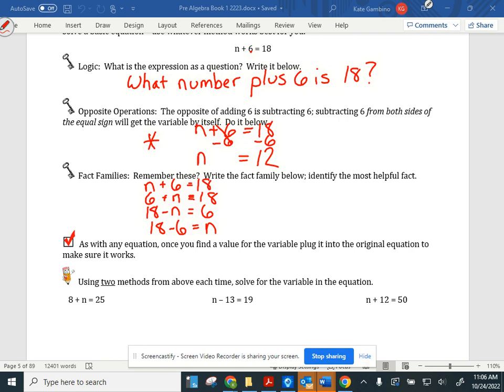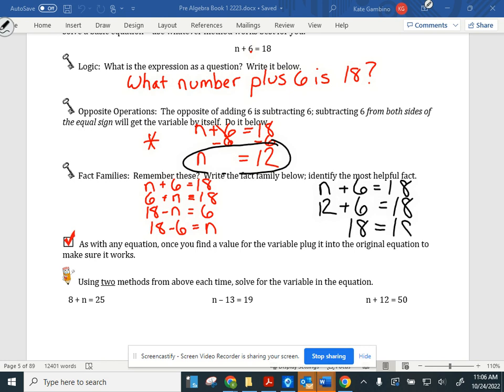So as with any equation, once you find a value for the variable, check your work. Plug that variable into the original equation to make sure it works. So if I said n equals 12, I'm going to go to my original problem, which was n plus 6 equals 18. I'm going to plug in that 12 for n. 12 plus 6 is 18. I want to make sure I have 18 equals 18. Do all the math and make sure it's the same number on both sides.